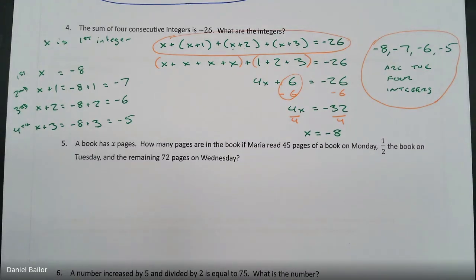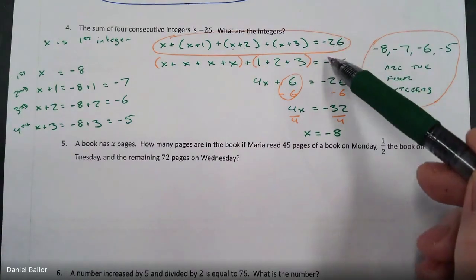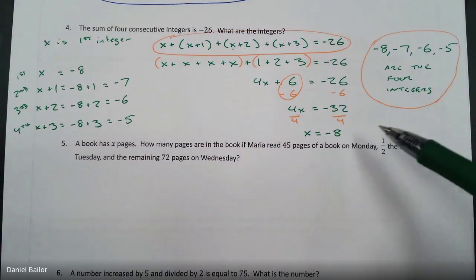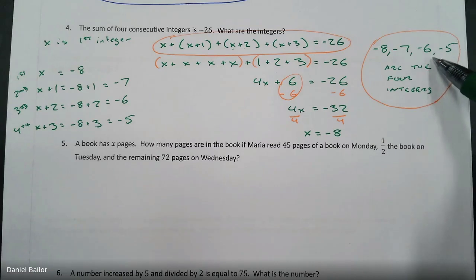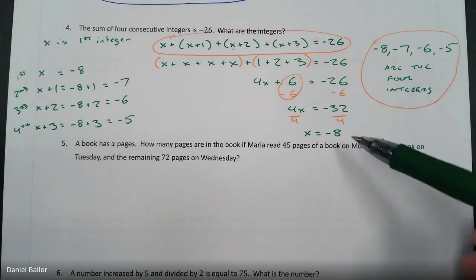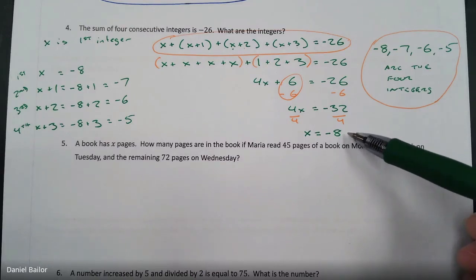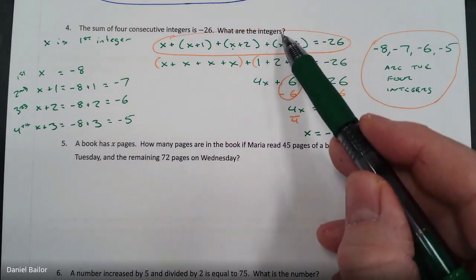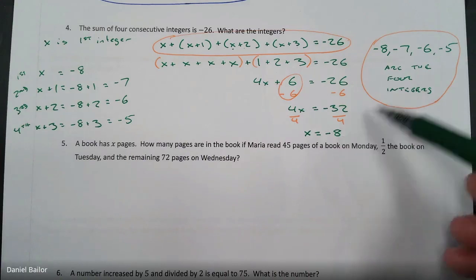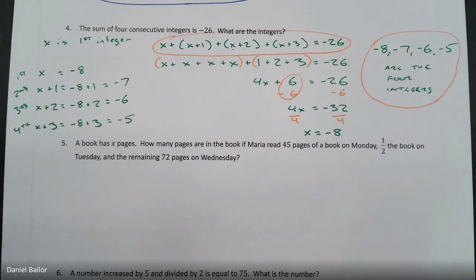It's all about setting up the right equation, using our properties to solve it, and then figuring out what the answer means in context. Some people might just stop here and say x equals -8. Those people forgot that we needed all the integers. We don't just want x, we wanted all 4. That's why you pay attention to the context of the question.